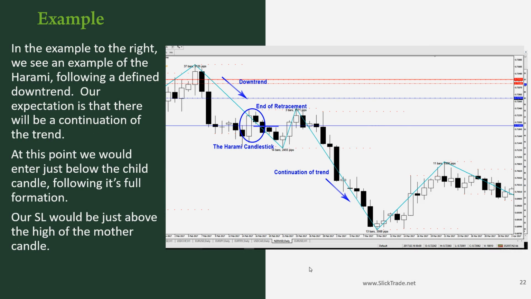So here's some examples. In the example to the right, we see an example of the Harami following a defined downtrend. Our expectation is that there will be a continuation of the trend. At this point, you would enter just below the child following its full formation, and our stop loss would be just above the high of the mother candle. Here's our mother candle. Here's our child. Our stop loss will be just above that high, so right around there.